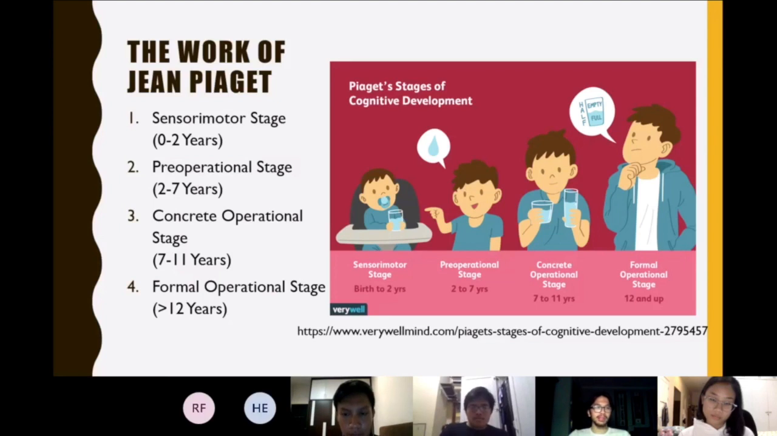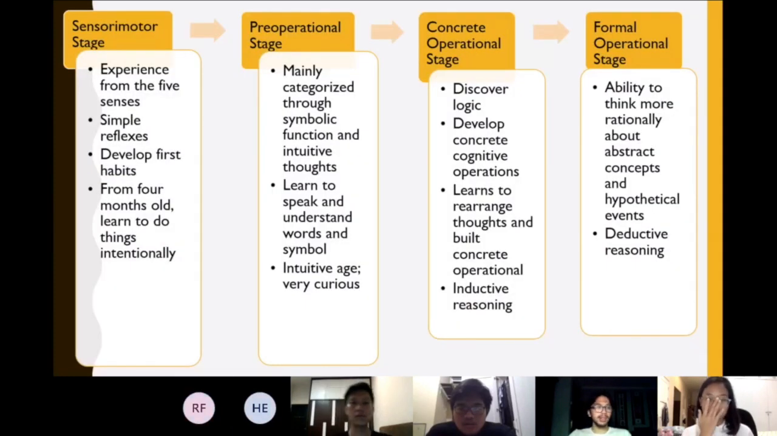The first one is the sensory motor stage, which takes between 0 to 2 years, and the second one is the pre-operational stage, which is between 2 and 7 years. The next one is the concrete operational stage, which takes about the age of 7 to 11. And the last one is the formal operational stage, which is above the age of 12. Move to the next slide for the detailed explanations.